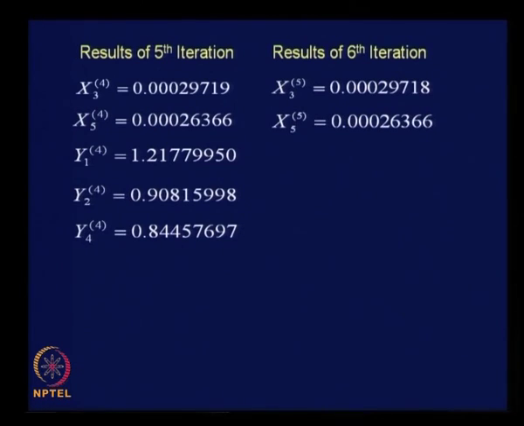x5, there is a perfect match, no variation at all up to the 8th decimal place. y1, there is variation in the last decimal place.